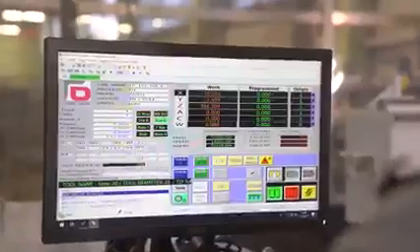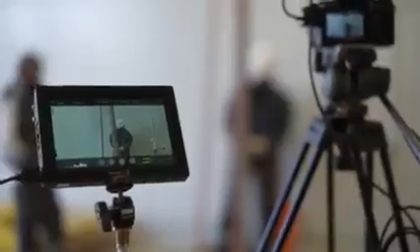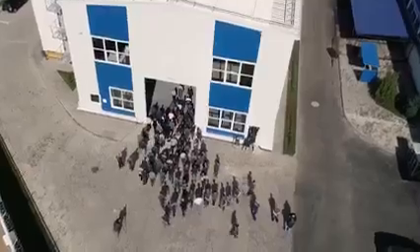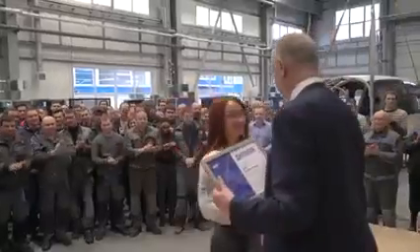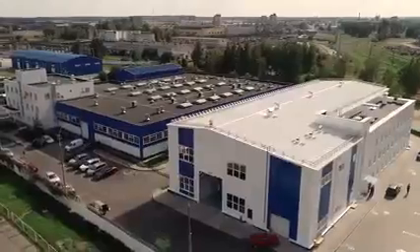The enterprise is equipped with a fleet of machine tools, diagnostic, testing, control and measuring equipment, including Akuma 5-axis processing centers. The staff of the plant includes more than 200 professionals. Its area is about 4,000 square meters.